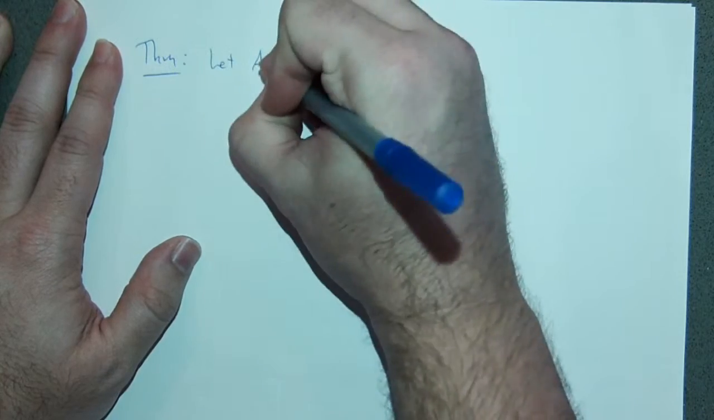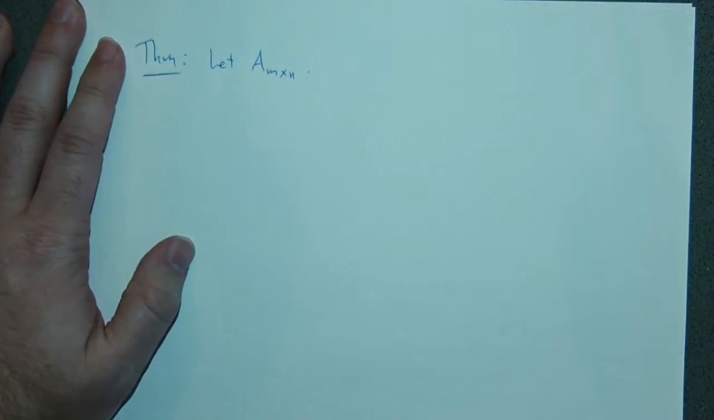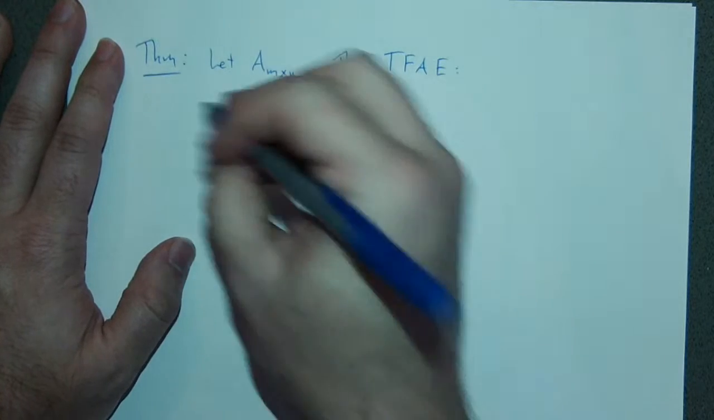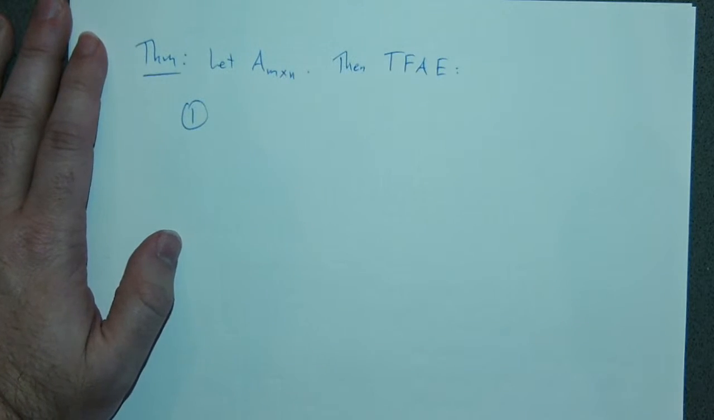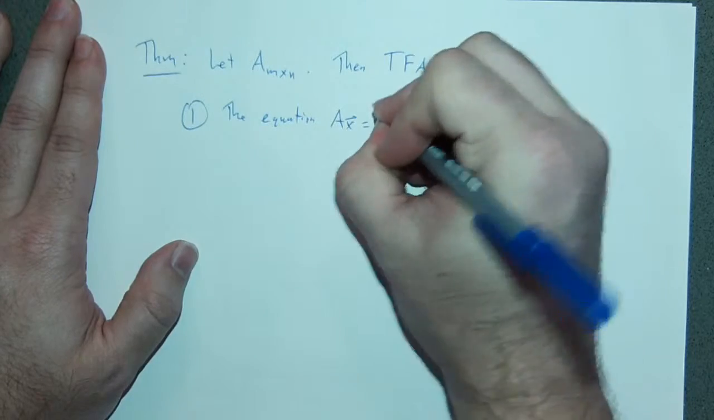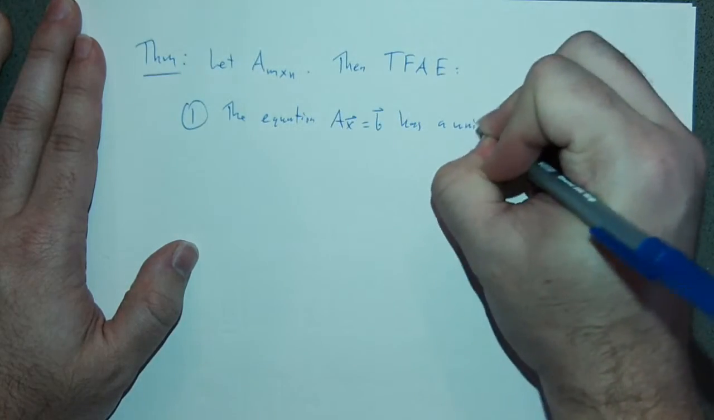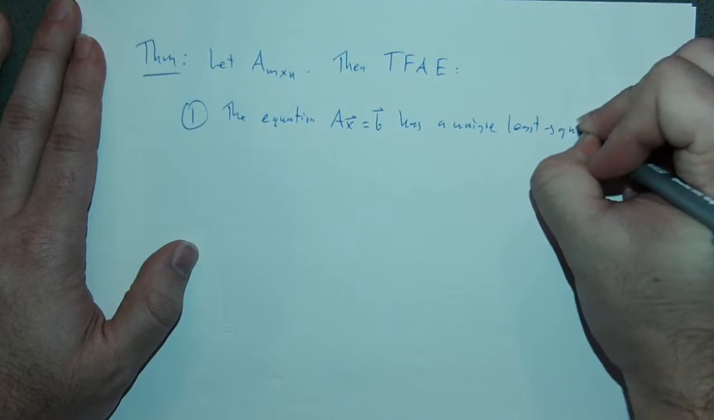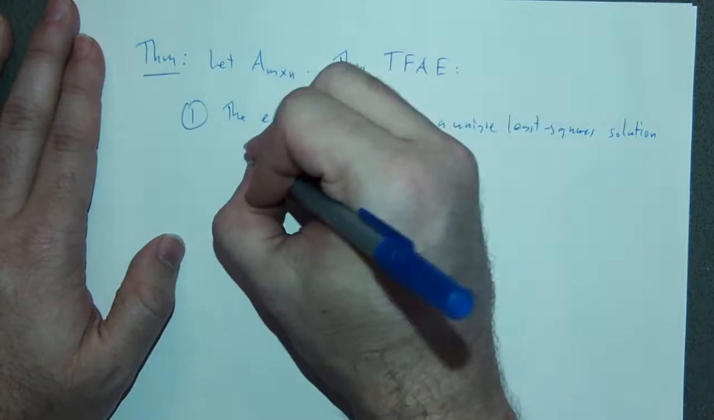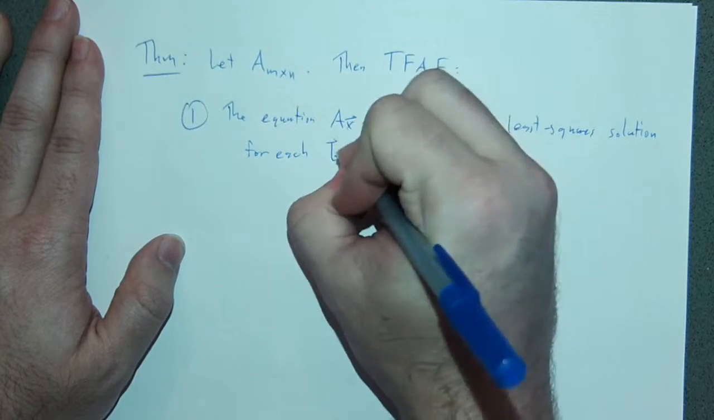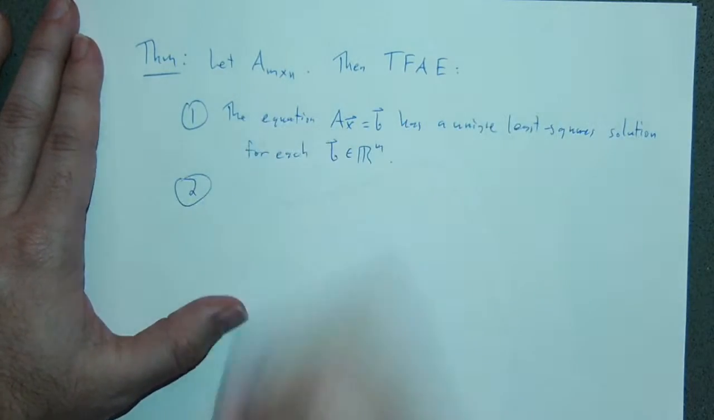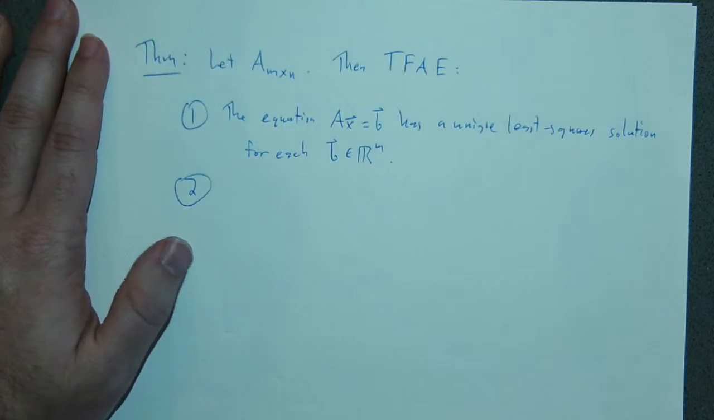So let A be an m by n matrix, then TFAE, the following are equivalent. Right, it's been a little bit since we've used that. So first thing is the equation Ax equals b has a unique least squares solution for each b in R^m, sorry. So that is equivalent to the columns of A being linearly independent.